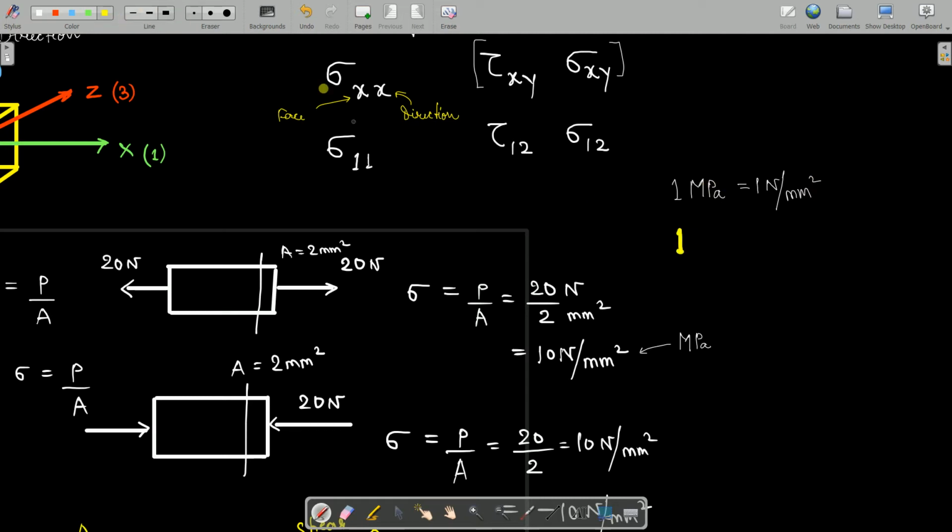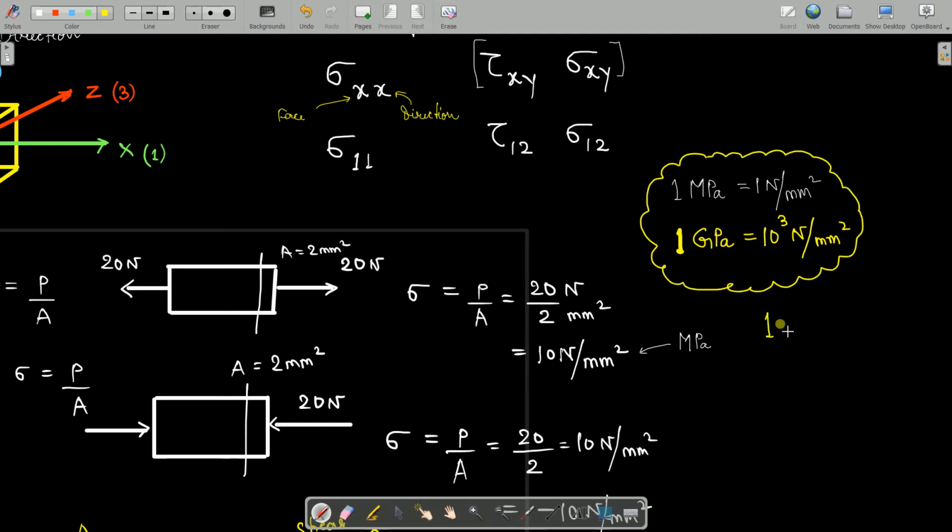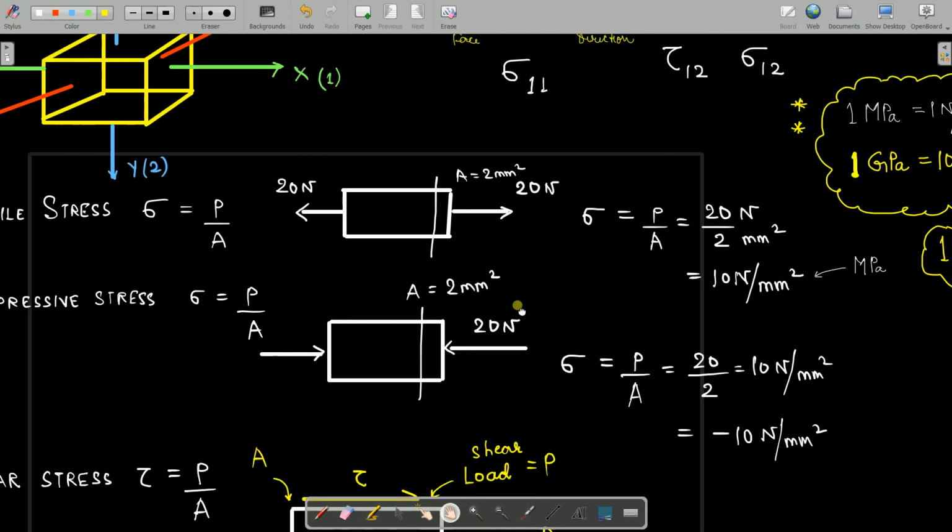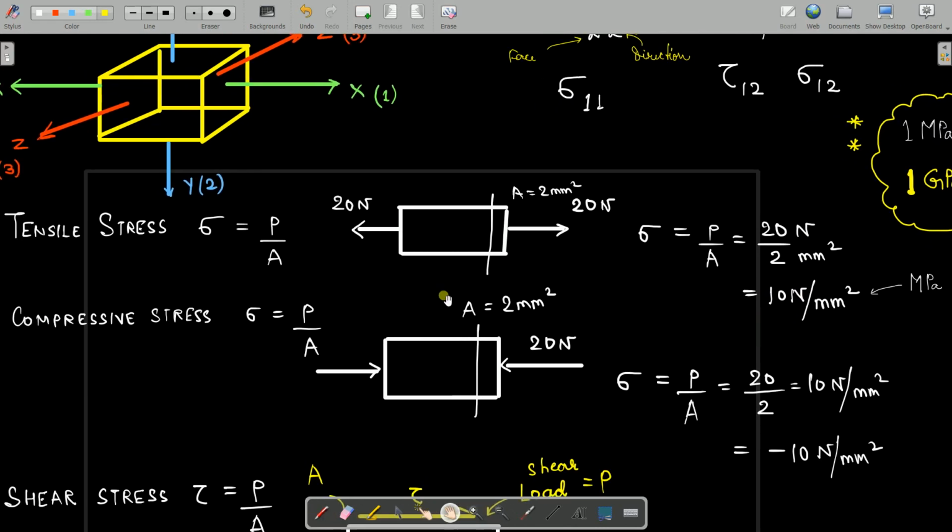If I say 1 GPa, it means 10 to the power of 3 Newton per mm square, or MPa. These are the frequent units which are used in strength of materials, and you know very well the relation with Pascal. What is 1 Pascal? It's 1 Newton per meter square. Likewise you can simply convert, but these are the two major units that you will need in the calculation of problems of strength of materials. Here the value has to be positive. Why? Because we are talking about the tensile stress.